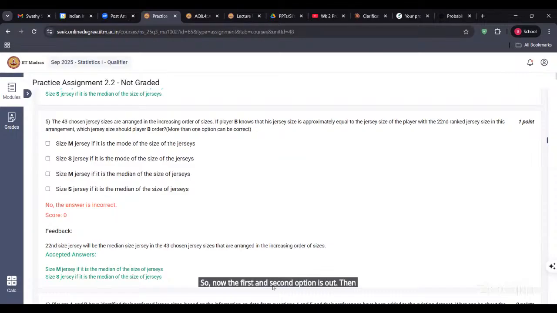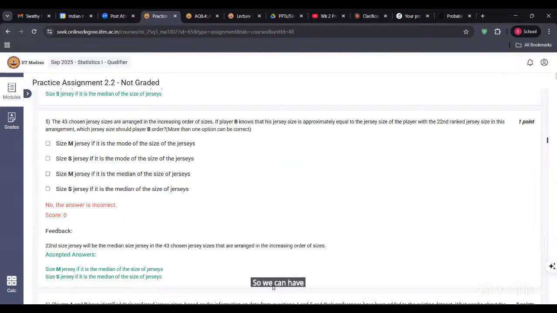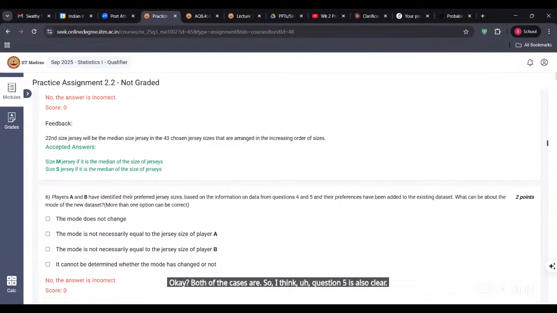Then the third option is size M jersey, if it is the median, and size S if it is the median. Right? It is not saying how many times it is occurring, like most frequency. We are not considering the mode thing. We are only considering the 22nd rank jersey size. So we can have size M as median, we can have size S as median as well. Both of the cases are fine. So I think question 5 is also clear. Yes, ma'am.